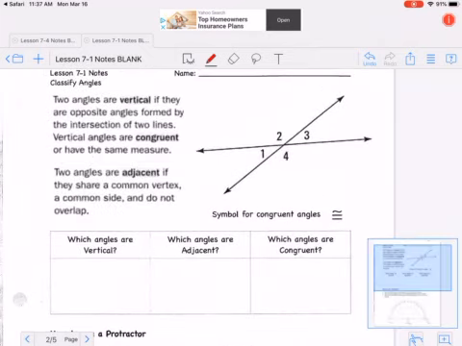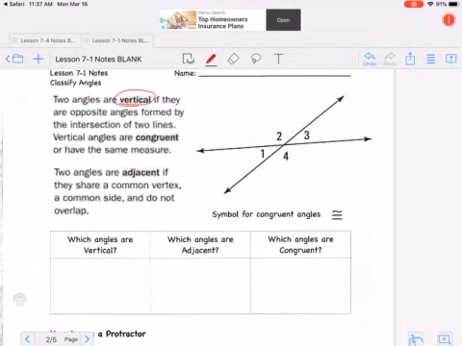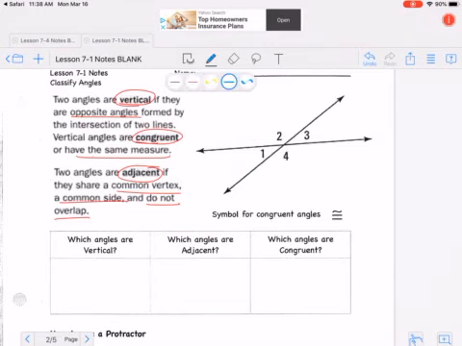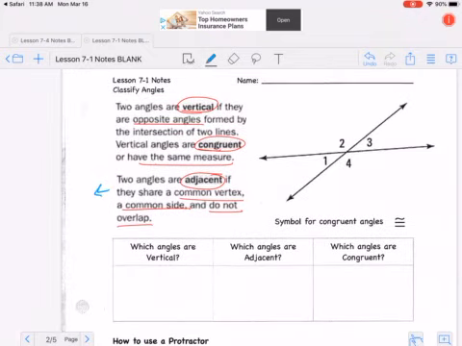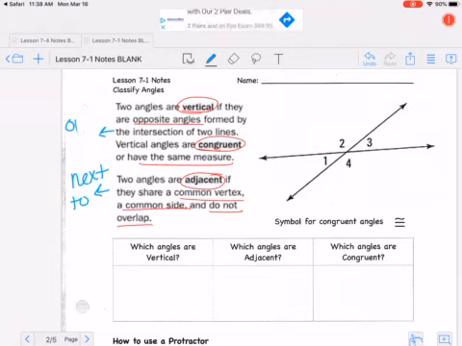So here we go. It says two angles are vertical angles if they are opposite angles formed by the intersection of two lines. Vertical angles are congruent or have the same measure. Two angles are adjacent if they share a common vertex, a common side, and do not overlap. Okay? So I always like to think of adjacent, I'm going to write this over here, as next to. In vertical is opposite or across.